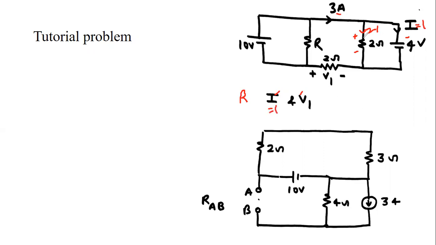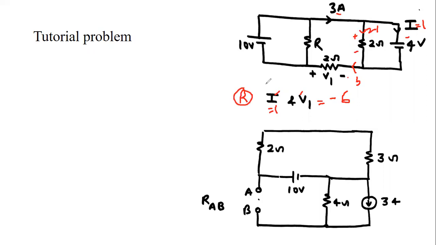Now see the second answer: 2 and 1 is 3, so the current in this branch is 3 ampere. So the value of this voltage V1 is 3 multiplied by 2, so the value of voltage becomes 6. But because we are entering from the negative terminal, the value of V1 is minus 6 volt.